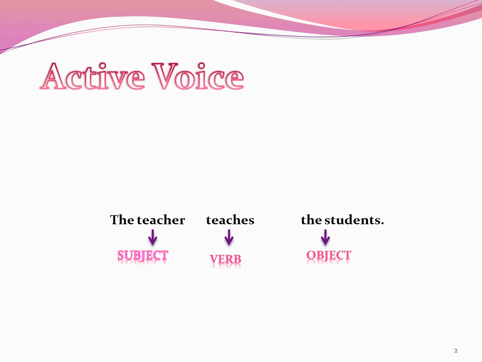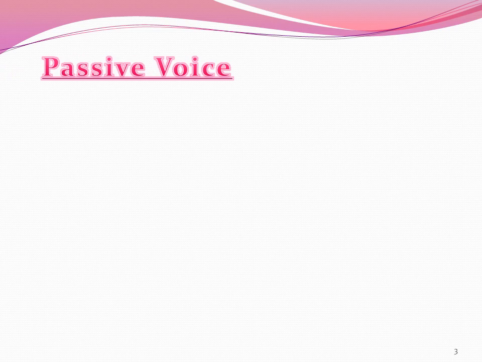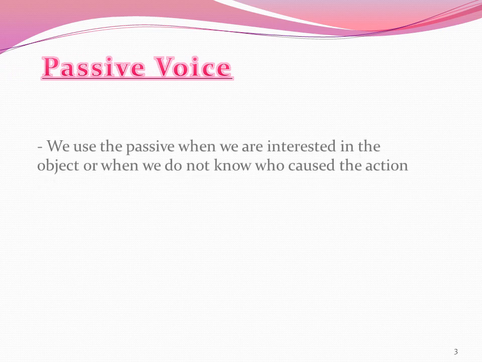This is called an active voice, an active sentence, which means it's a regular sentence that begins with the doer of the action, the subject, followed by the verb, followed by the object. So, an active voice is normal and regular. Let's now try to understand the difference between active voice and passive voice.